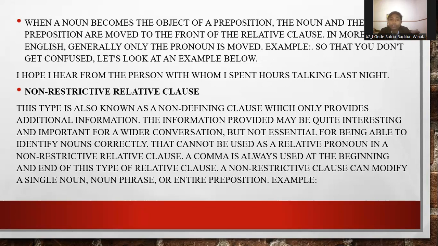The second, the non-restrictive relative clause. This type is also known as a non-defining clause, which only provides additional information. The information provided may be quite interesting and important for a wider conversation, but not essential for being able to identify nouns correctly. That cannot be used as a relative pronoun in a non-restrictive relative clause. A comma is always used at the beginning and end of this type of relative clause. A non-restrictive clause can modify a single noun, a noun phrase, or an entire proposition.